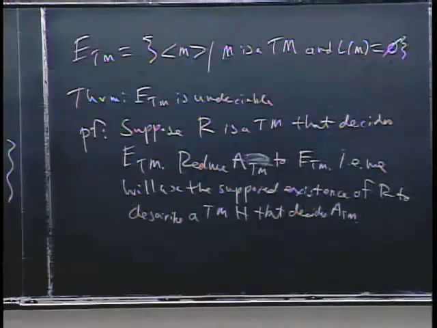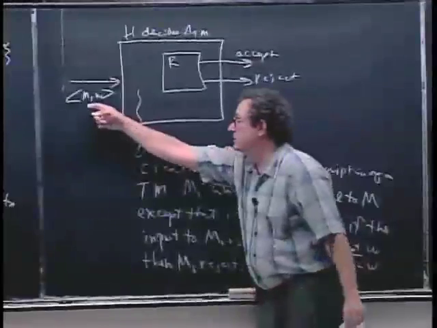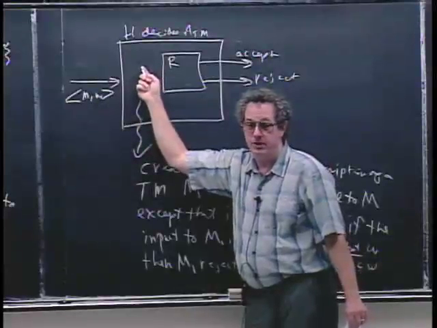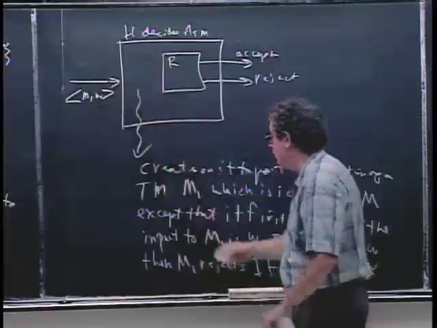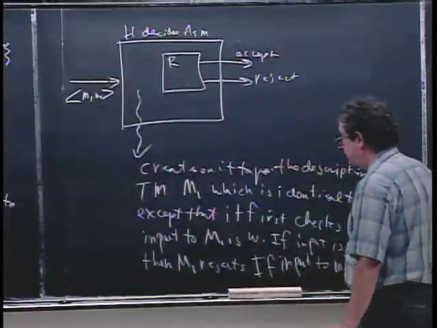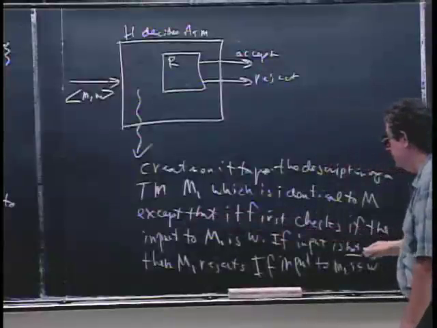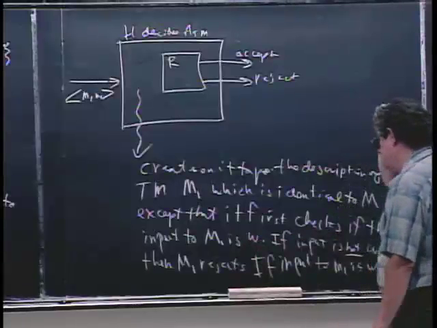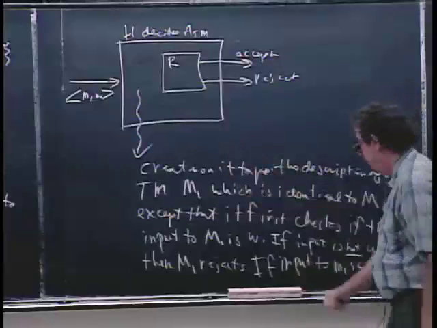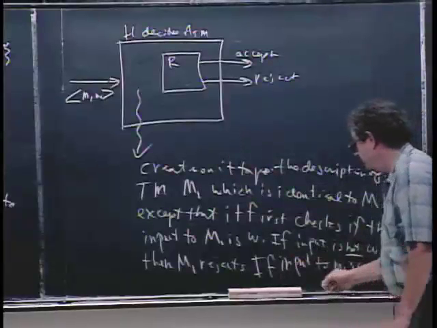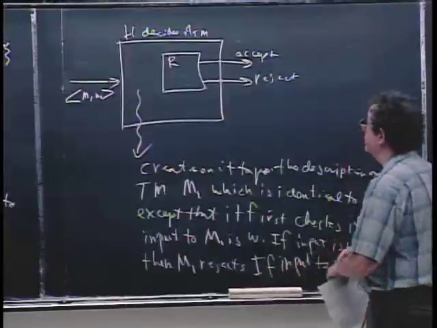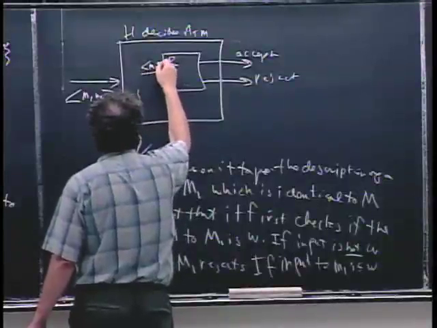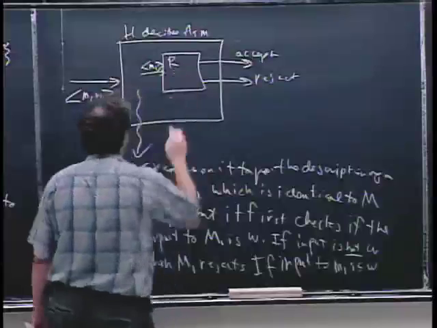Okay? So what's happening here is when H sees a particular M and a W, it's cooking up a description of a Turing machine M1. That Turing machine M1 is the same as M, except that it first checks whether the input is W. Okay? And if it is not W, it just rejects. But if it is W, then it's going to feed M1, description of M1, to R. Okay?